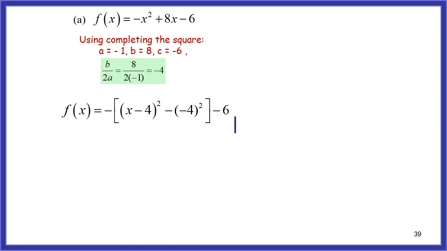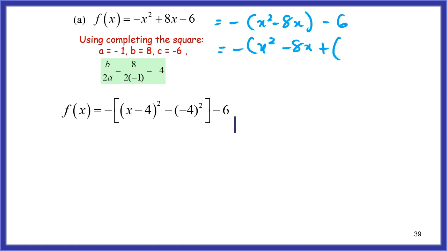It doesn't matter, but we do the completing the square. First we factorize out the negative from the x squared and 8x. So we have negative of x squared minus 8x, and leave the minus 6 aside. And then after that, it should be x squared minus 8x plus the b over 2, so what is our b? This b is negative 8 over 2 squared, and minus of negative b over 2 squared.